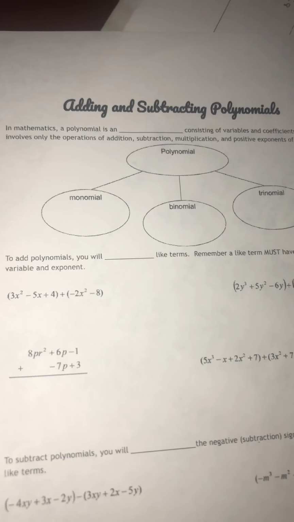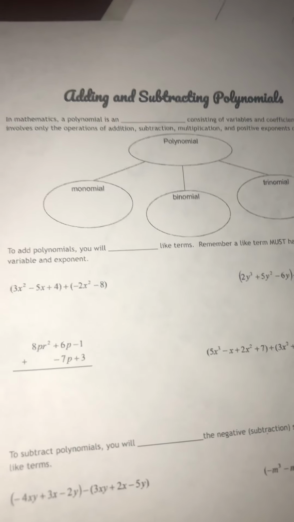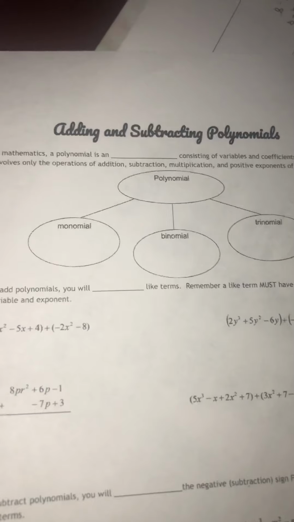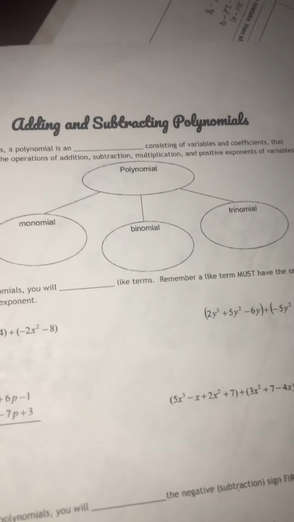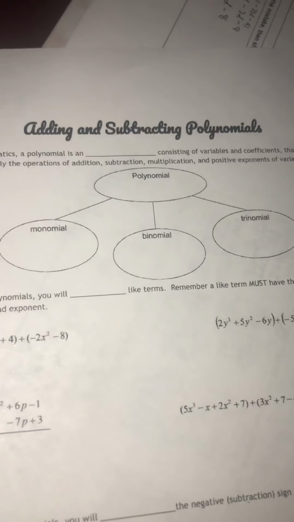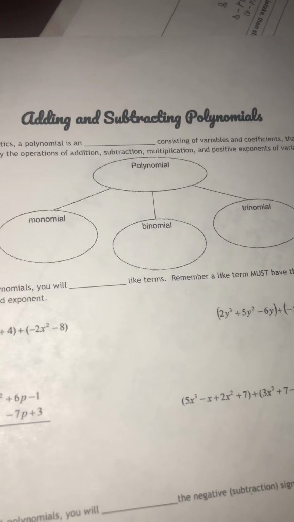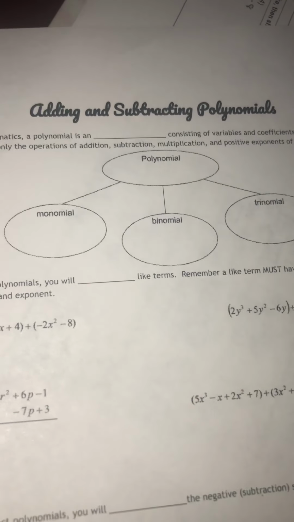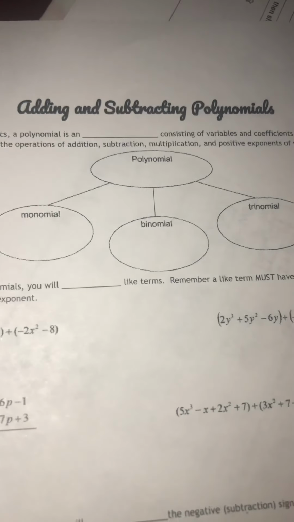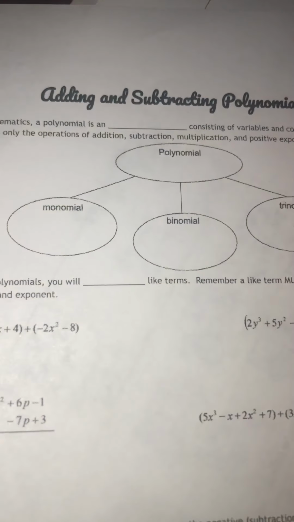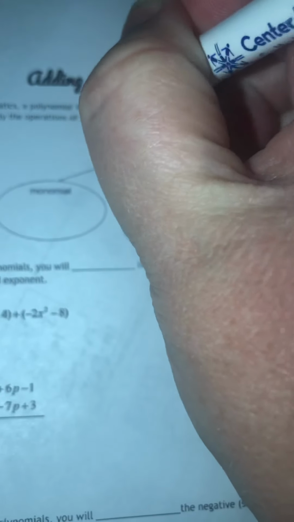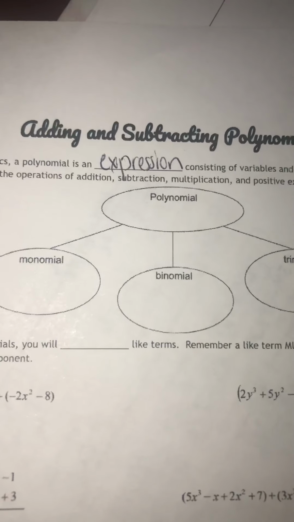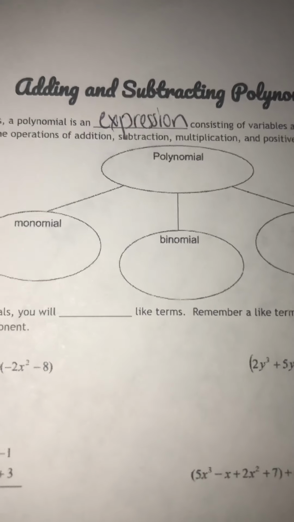Okay, so we're going to be adding and subtracting polynomials. Before we do that, we should cover some quick vocabulary at the top of your paper. A polynomial is just an expression that has variables and coefficients and involves some adding, subtracting, multiplying. So in this first blank line, we're going to write the word expression. In other words, a polynomial is not going to have an equal sign in it.